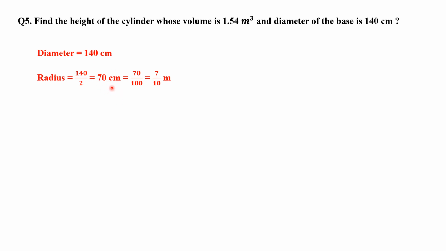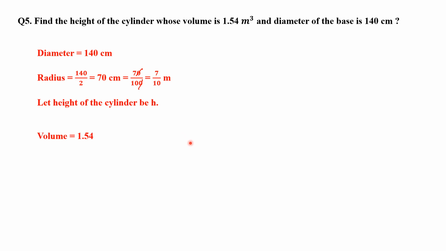I'm going to convert that 70 centimeter to meters. I have to divide by 100. So if I reduce it, I will get 7 by 10 meters. So from here I can say my radius is 7 by 10 meter. Now next is, I am going to assume let my height of the cylinder be h.